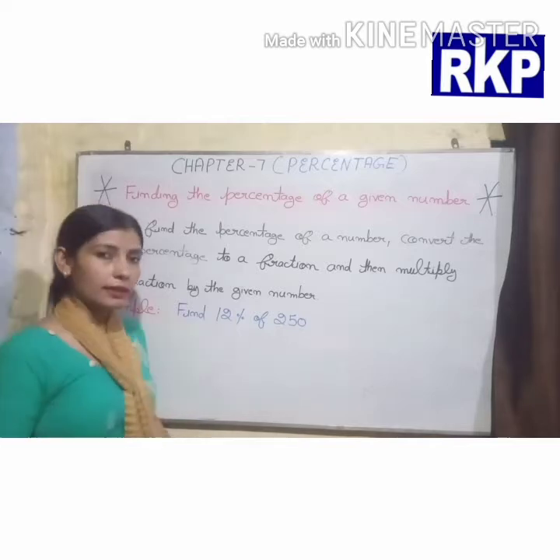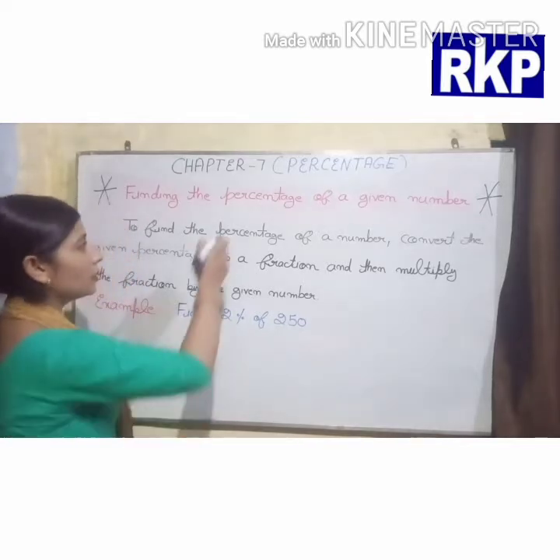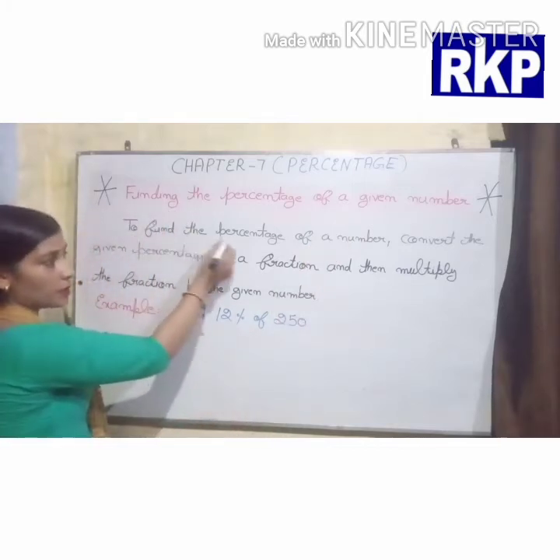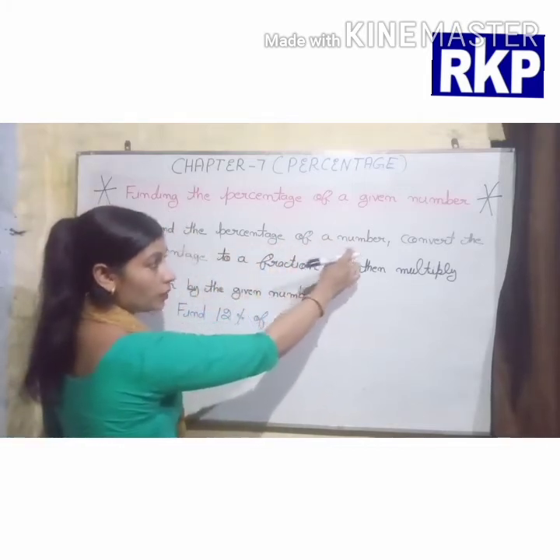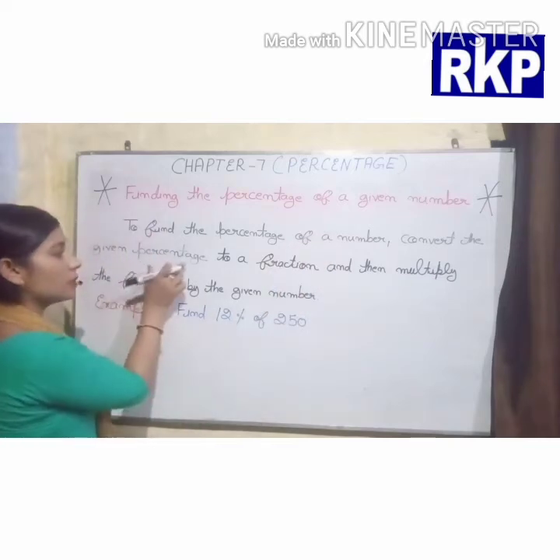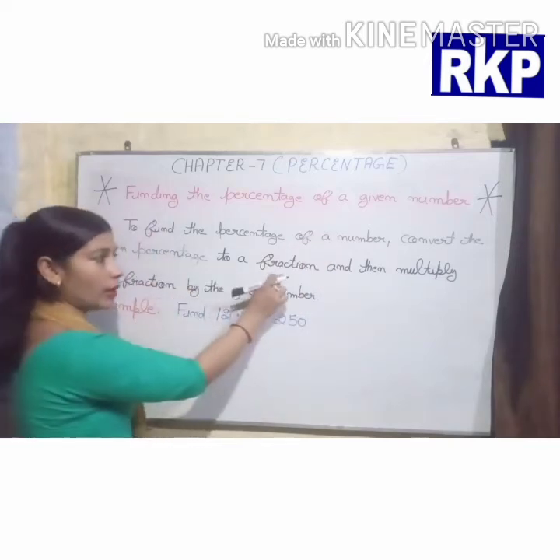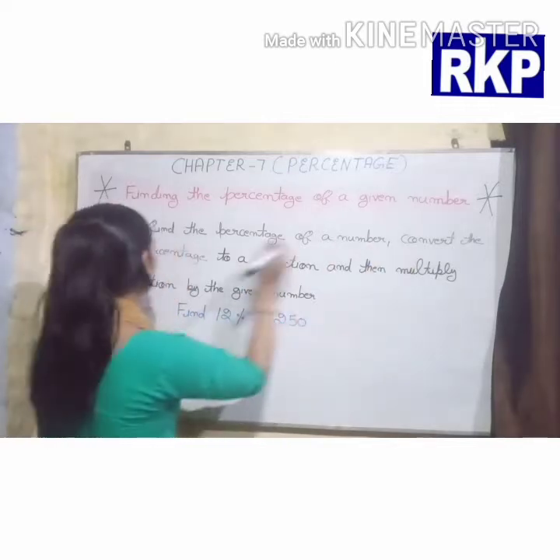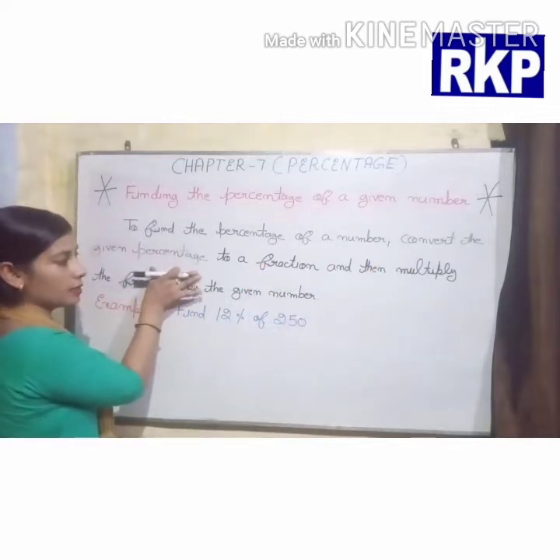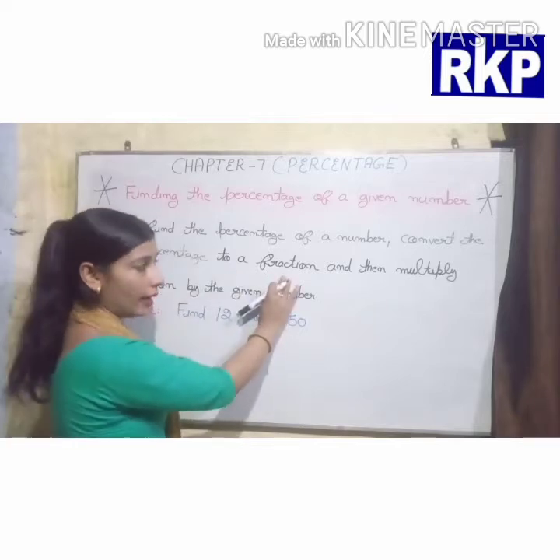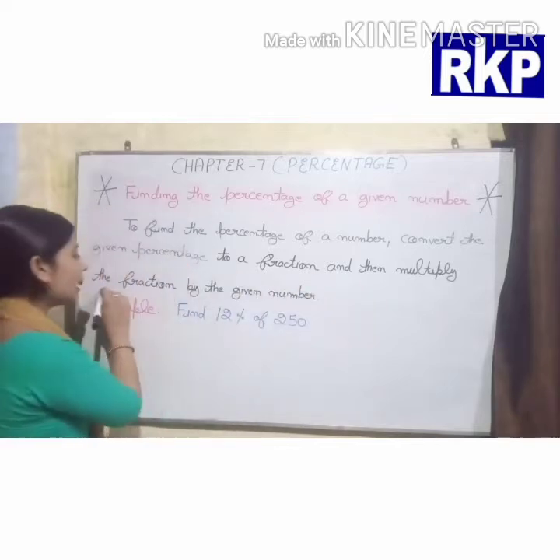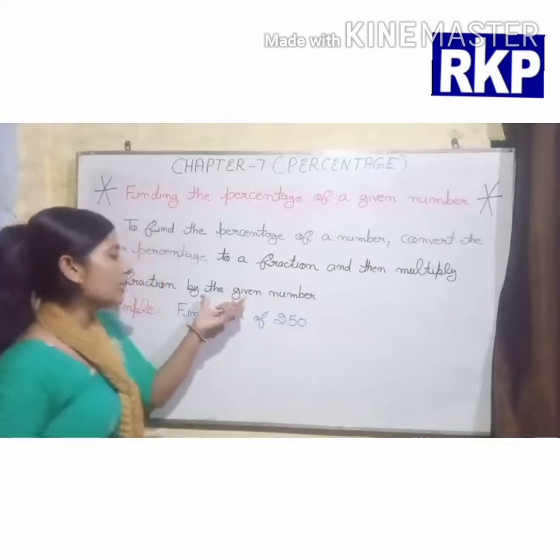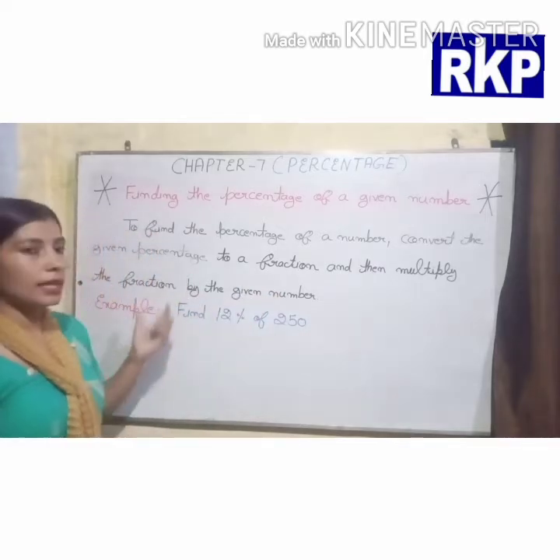Now students, let us see how we can find the percentage of a given number. To find the percentage of a number, convert the given percentage to a fraction. Okay, what will we do, beta? Convert the given percentage to a fraction and then multiply the fraction by the given number. Now let us take one example to understand it.